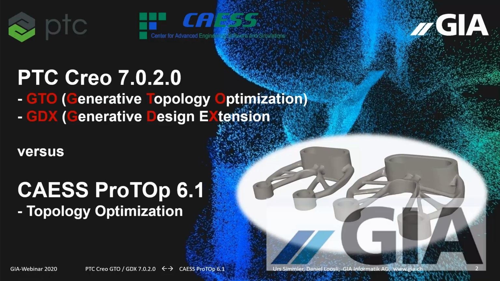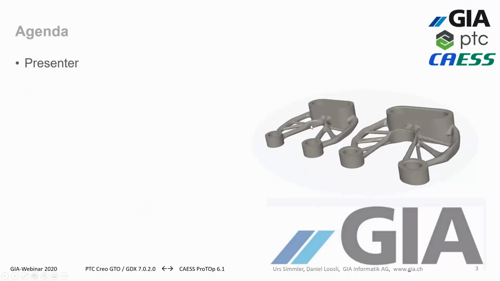I'd like to show two products: one product from PTC, a new product called GTO and GDX, and I'd like to compare it a little bit with a product which has been longer on the market. It's from CAESS, Protop, and we'll see what the differences of these two products are.